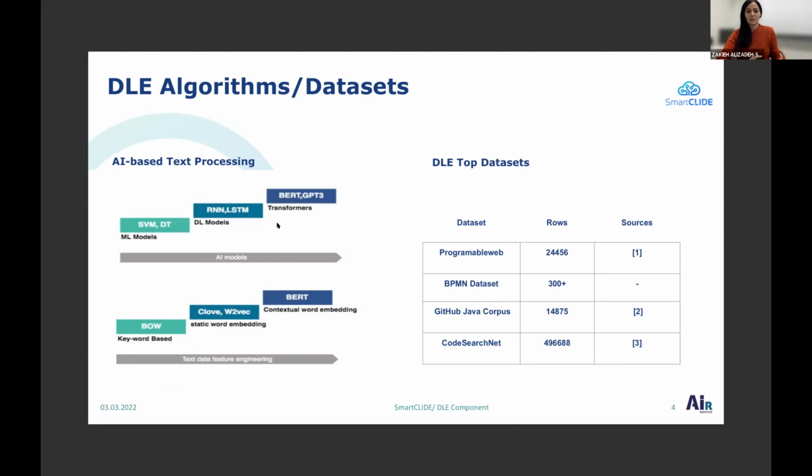The important thing is we needed to work with open source data and see more data to train our models better. One of the best resources for service data is ProgrammableWeb, and GitHub is now a very well-known, good resource for the code that we work with. For BPMN, we have some internal data set to train our models.